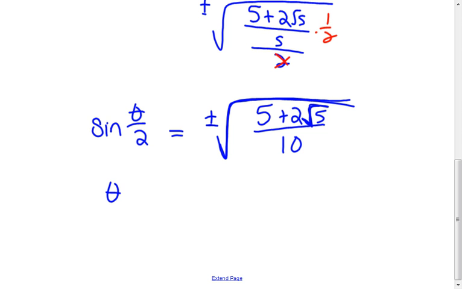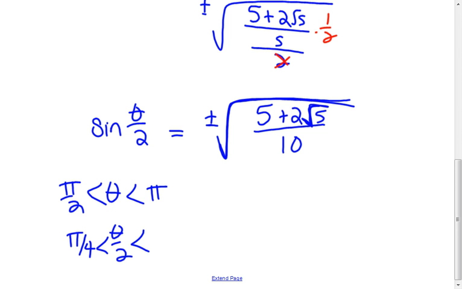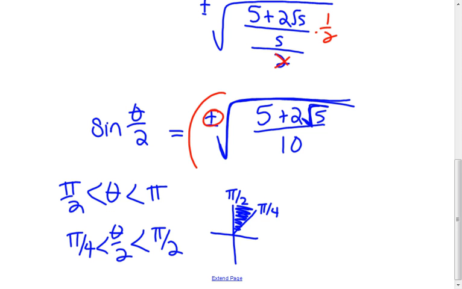So, if theta is between pi over 2 and pi, then theta over 2 is going to be half of those. So half of pi over 2 is pi over 4, and half of pi is pi over 2. So if I think about this on my unit circle, here's where pi over 2 is, and here's where pi over 4 is. So it's going to be somewhere between pi over 2 and pi over 4. And my sine values, or my up-down values, or my y values in that spot are going to be positive. Okay, they will be positive in that spot. So there is my grand final answer.